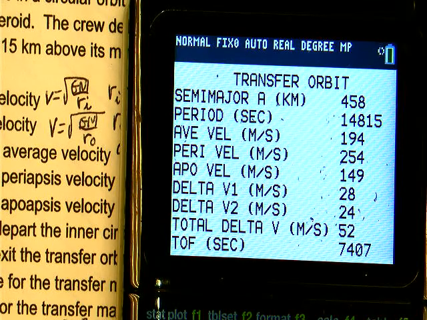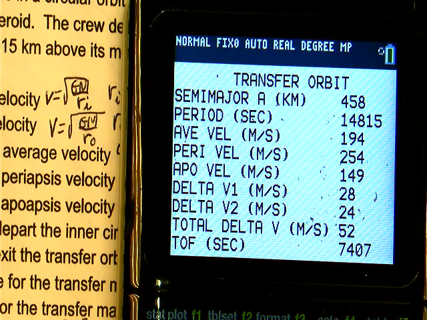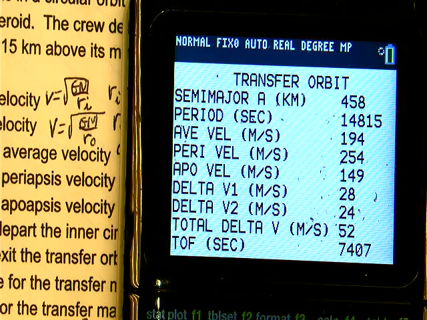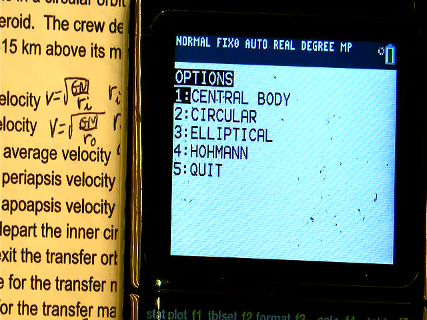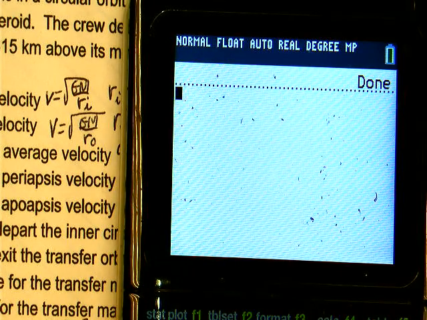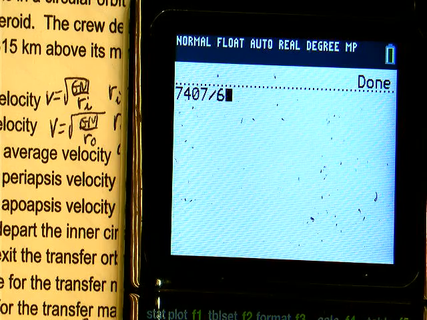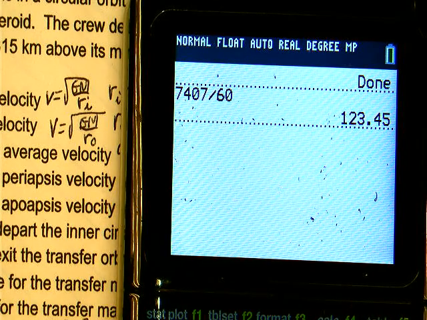Part F, the delta V to depart the inner orbit is 28 meters per second. Part G, the delta V to enter the outer orbit is 24 meters per second. Part H, the total delta V is 52 meters per second. Part I, the total time of flight is 7,407 seconds. Boop. Piece of cake. And by the way, 7407 divided by 60 means 123 minutes.